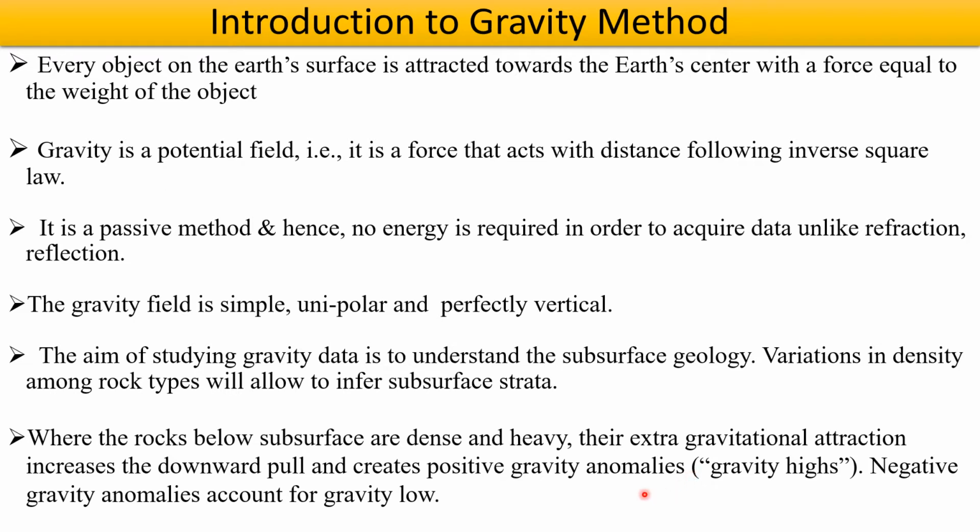Before talking about all the anomalies, I will discuss in my next slides what an anomaly actually means. What is deviated from the normal is called the anomaly. Suppose we have observed data and a theoretical data. If you subtract the theoretical data from the observed data, you get the anomaly. A negative anomaly accounts for a gravity low.